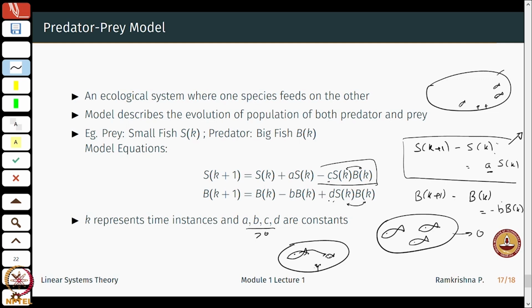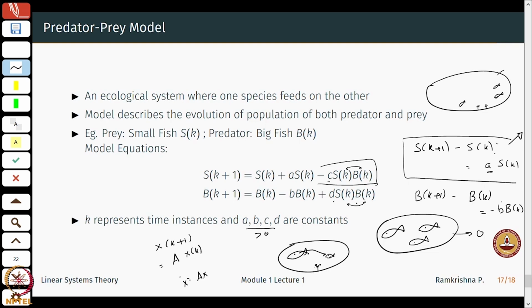So I cannot write it as a linear system here, because you see some kind of non-linearity here, the interaction term between S and B. I cannot write it as the discrete version of x dot equal to Ax, which would be x_{k+1} equals A times x_k. This is essentially the discrete version of x dot equal to Ax. I cannot write it because there is non-linearity in this.